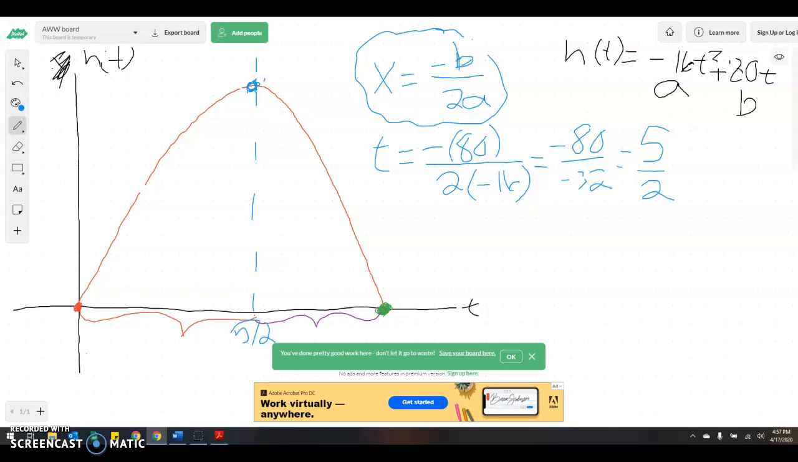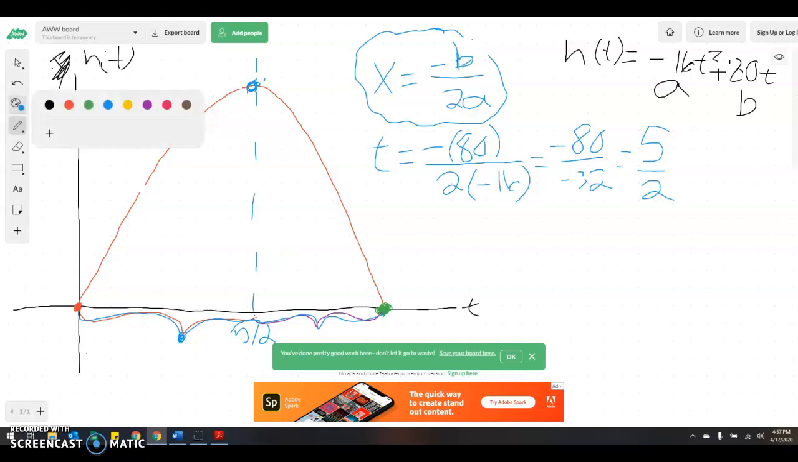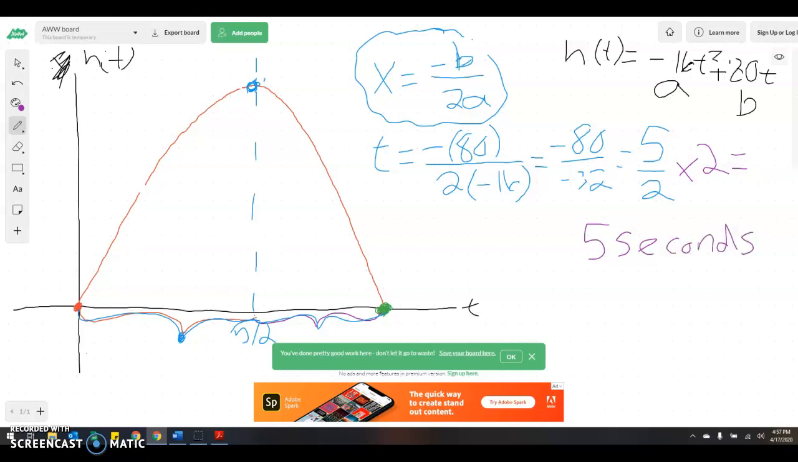Well, if I know that it takes 2.5 seconds to make it this distance, this whole distance, then I know it's going to take another 2.5 seconds to travel this whole distance here. So what I can do now is multiply that by 2, and I'll end up with the fact that it takes 5 seconds for that firework to come back to the ground.